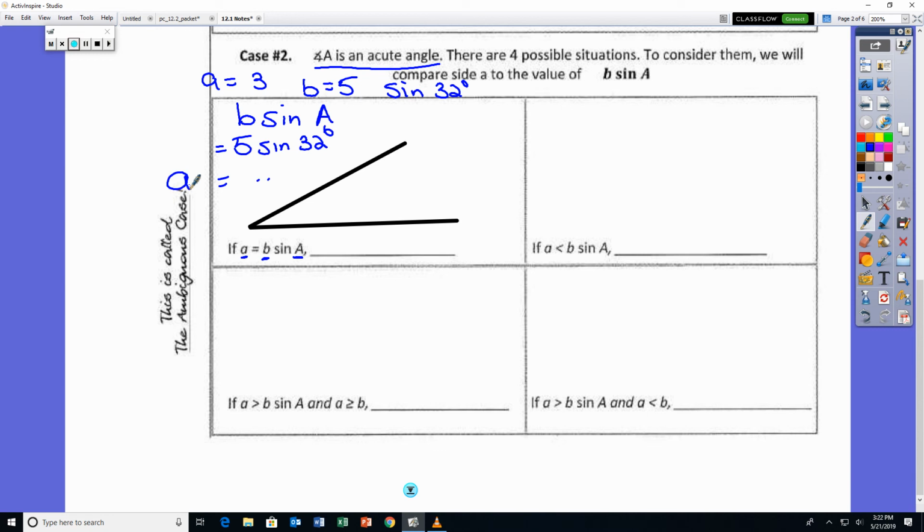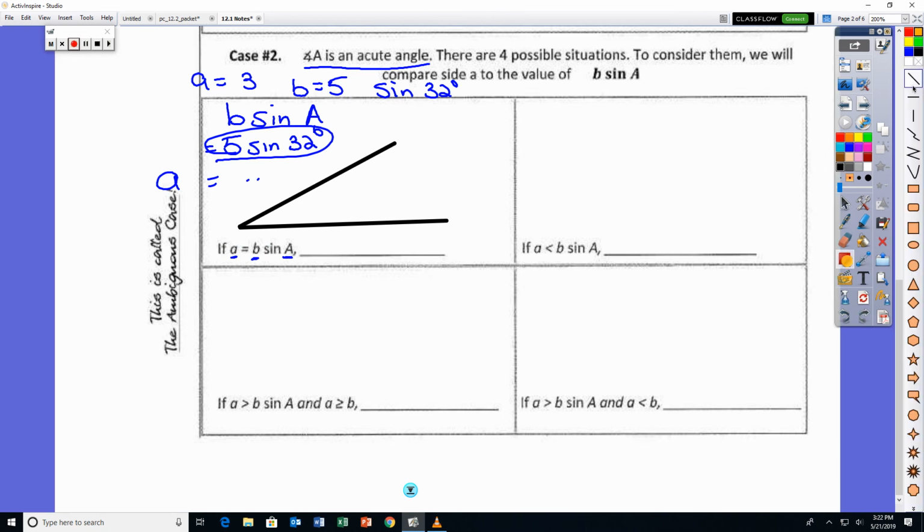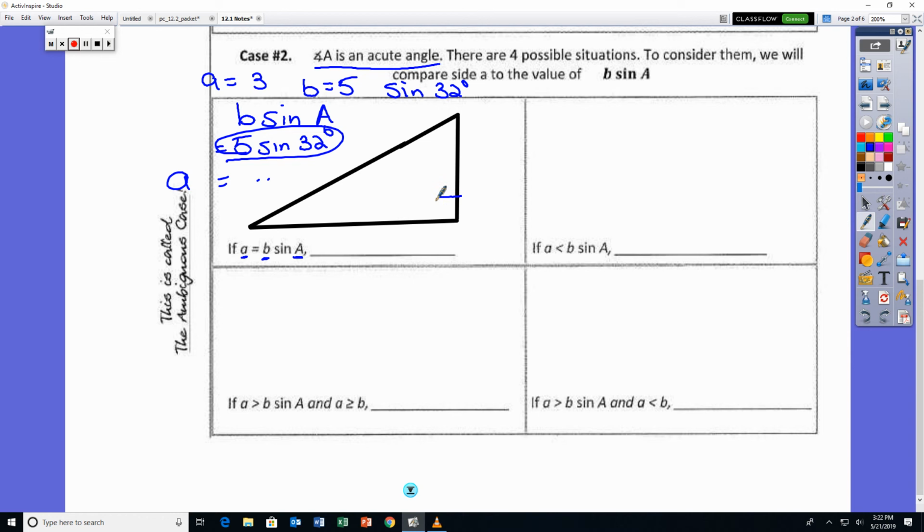and then see how it compares to A. If when you get this value, it is exactly the same as A, so B times sine A is the exact same value as A, what you've ended up creating would be a right triangle. There is one solution, one right triangle solution.